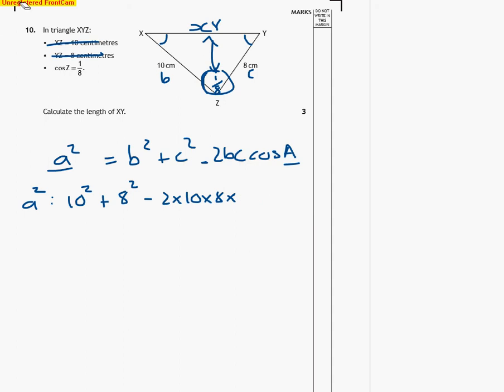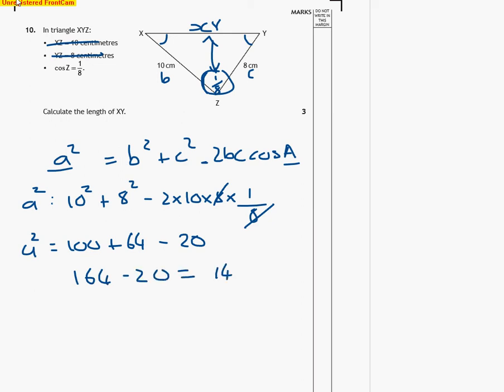So I've actually made it a wee bit easier for us here. Usually they give you an angle size, and then they might ask you to use your exact values to work out. But they've actually just told us cos Z is an eighth. That's brilliant. So a squared is equal to 100 plus 8 squared, which is 64. And then over here, let's just make our life easy. We've got an 8 up here and an 8 down here. Let's just cancel the 8. So I've got 2 times 10 times 1. That's just 20. So that's 164 minus 20, which is equal to 144. So a squared is equal to 144.